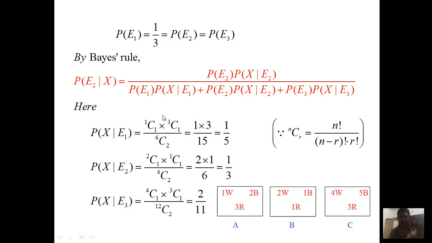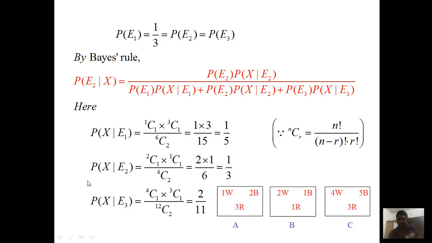In the numerator our interest is we have to select 2 balls. Out of that 2, 1 is white and 1 is red. So see here in box A there is only 1 white ball, so its possibility is 1C1. There are 3 red balls, and out of these 3 red balls selecting 1 red ball, its possibility is 3C1. So using the formula nCr equals n factorial upon n minus r factorial into r factorial, 1 into 3 upon 15. Further simplification leads to 1 by 5.